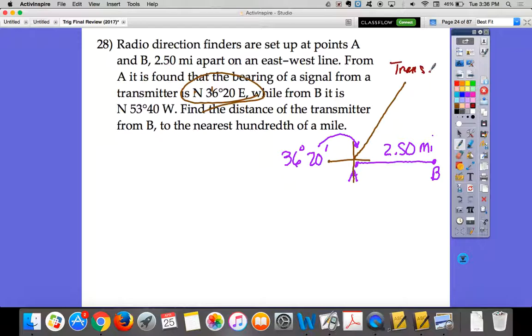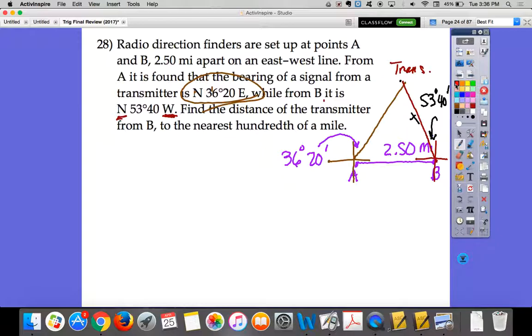And then it says from B, we need to go west from north. Okay, so you're going to start at north. You're going to go in the west direction, and this little lovely space right here is 53 degrees 40 minutes. Okay, it wants to find the distance of the transmitter from B. So this is what we're looking for. We need to get in this triangle.